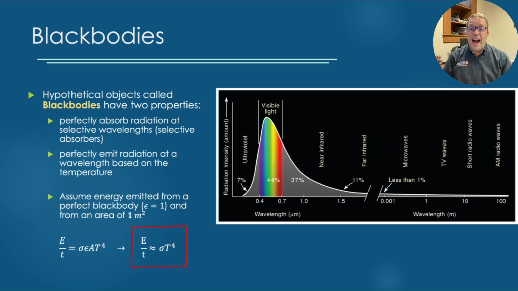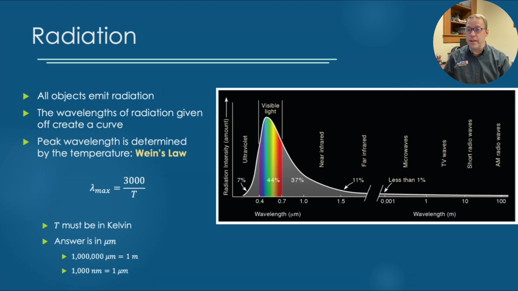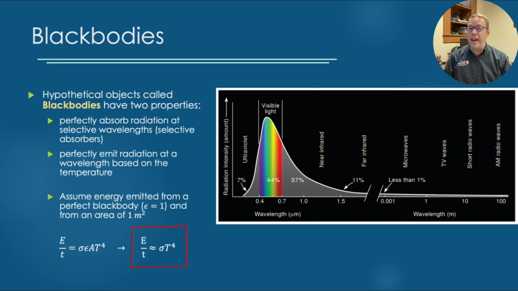Okay? And that's it. So we have Wien's law, which says that the peak wavelength is 3,000 divided by the temperature in Kelvin. And the amount of energy given off is going to be this constant number times the temperature to the power of 4. And those are the two equations we're going to need for black bodies.